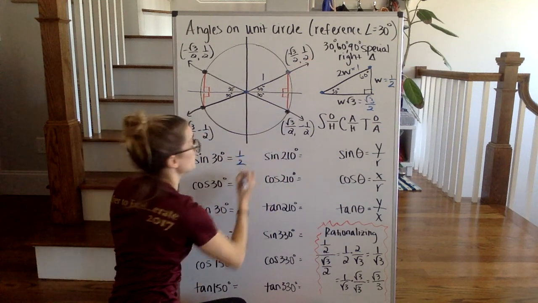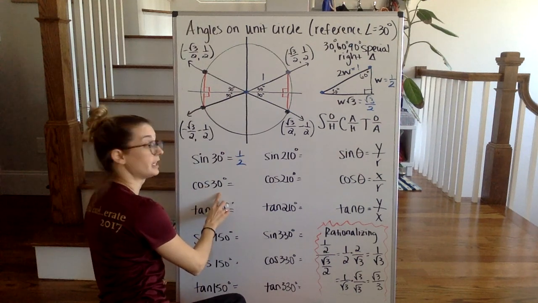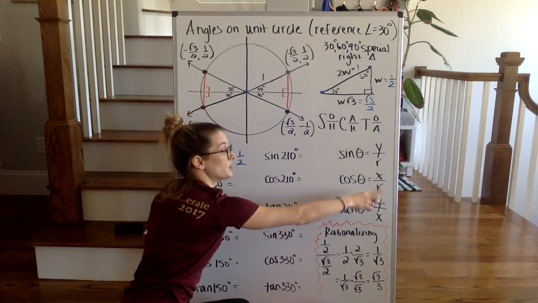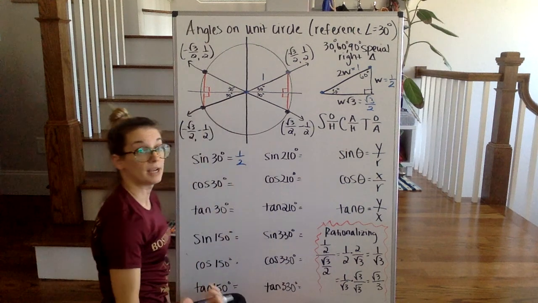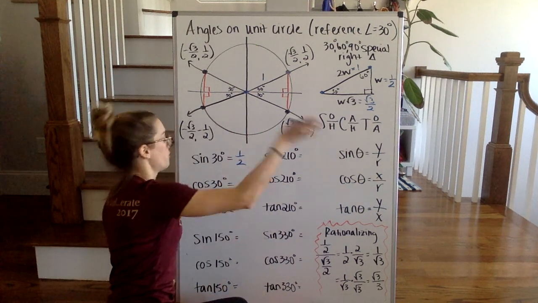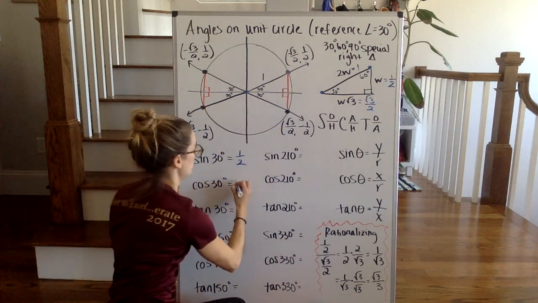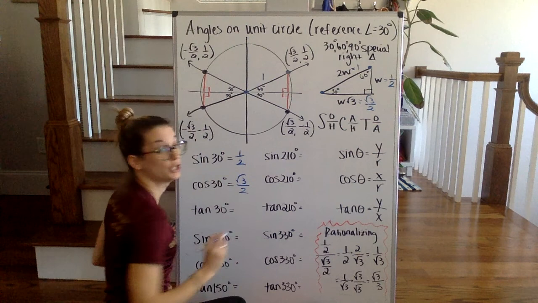Therefore, the sine of 30 is 1/2. It's positive. Okay, let's talk about the cosine of 30. Cosine of any angle on the unit circle is the x-coordinate divided by the radius. Well, the radius of this circle is 1. It's a unit circle. Therefore, the cosine of 30 degrees is root 3 over 2 divided by 1, which is just root 3 over 2.